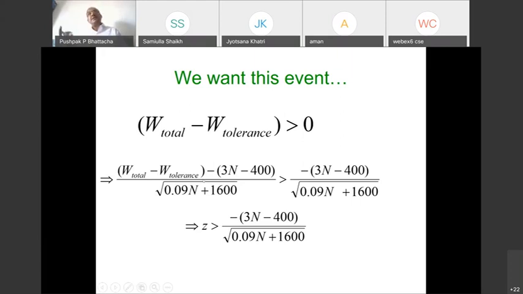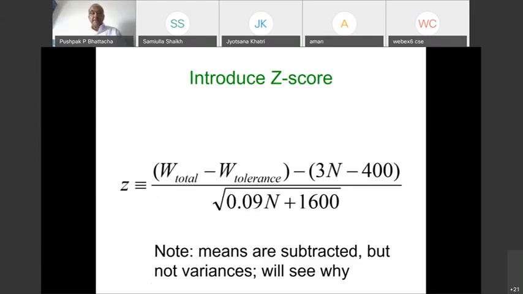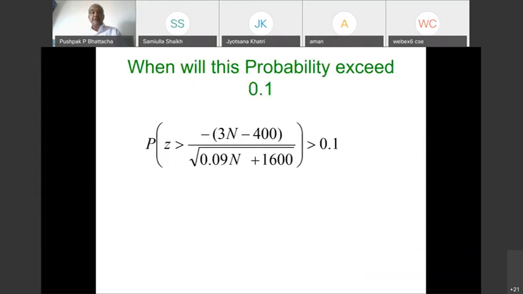So notice the technical part of it, the mathematical operation and the skill involved. So z score should be more than minus 3 and minus 400 divided by 0.0n plus 1600. So when I do so, I want the probability of this z to be greater than 0.1. So I had got z on the left hand side. Right hand side is minus 3 and minus 400 by this quantity. The probability should be more than 0.1.